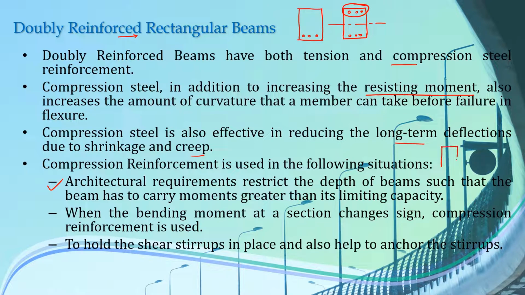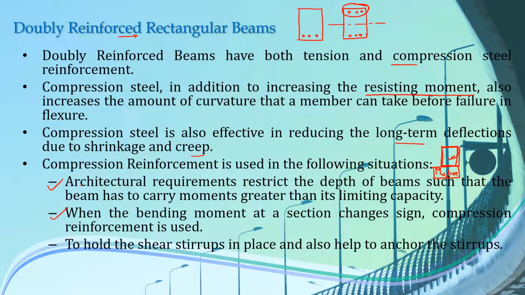We know that for a given cross section of the beam and for a given material of the concrete, a particular singly reinforced beam has a limiting moment capacity. That means that particular cross section of the beam can resist only up to a certain amount of moment, and we call that MU limiting. Beyond this MU limiting, we cannot increase the amount of tensile steel reinforcement because that will lead to an over-reinforced beam and hence brittle failure in our beams. So, in cases where the depth of our beams is restricted due to various architectural requirements, we can use compression reinforcement.